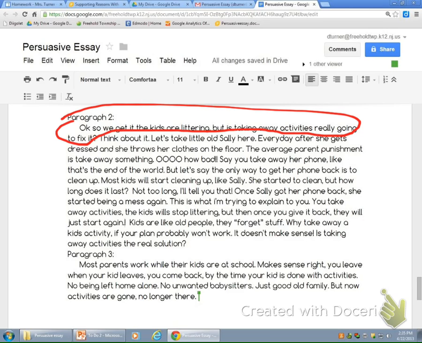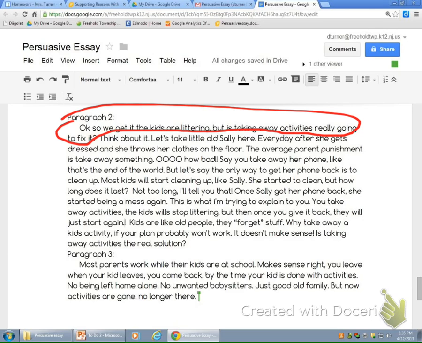You got it. Every day after she gets dressed, she throws her clothes on the floor. The average parent punishment is to take away something. Ooh, how bad. Say you take away her phone. Like, that's the end of the world. But let's say the only way to get her phone back is to clean up. Most kids will start cleaning up, like Sally. She started to clean, but how long does it last? Not too long, I'll tell you that. Once Sally got her phone back, she started being a mess again. That is what I'm trying to explain to you. You take away activities, the kids will stop littering, but then once you give it back, they'll just start again.